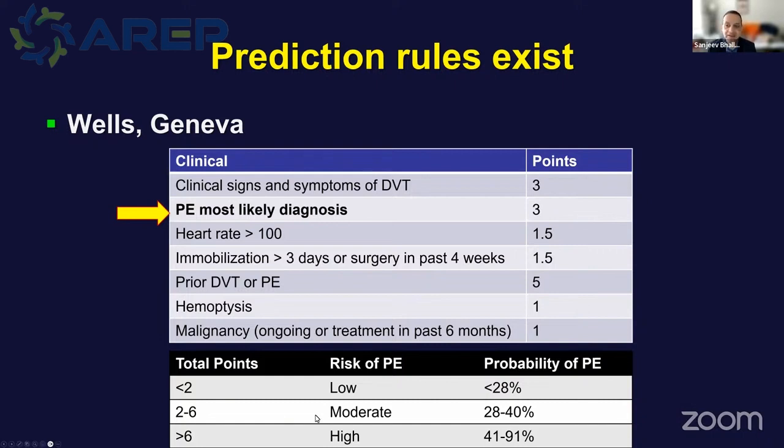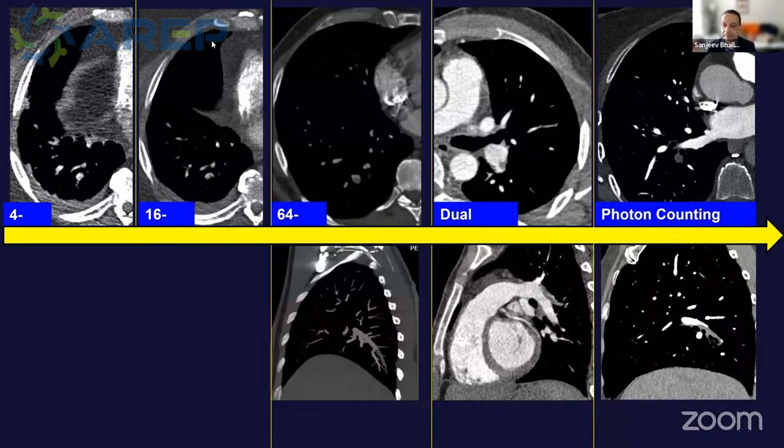moderate. And in our institution, though we do have various prediction rules in place, what we've noticed is that many of these physicians ordering the studies don't use those prediction rules. So you may end up getting a CT even when the risk is considered low.